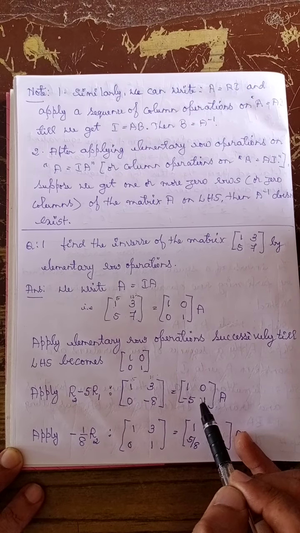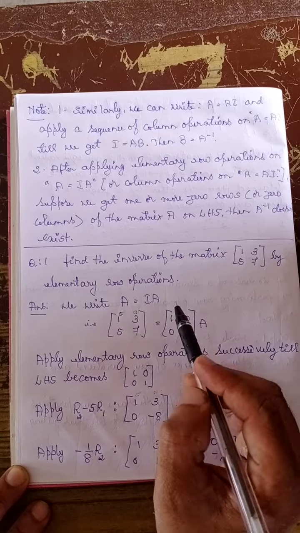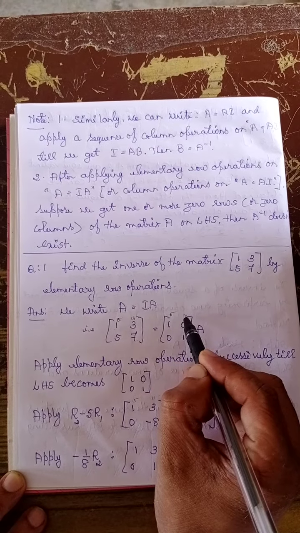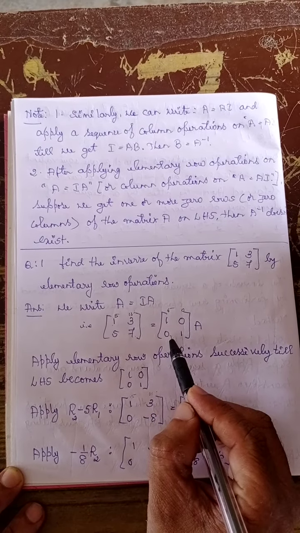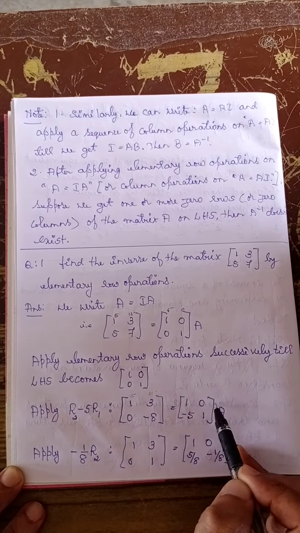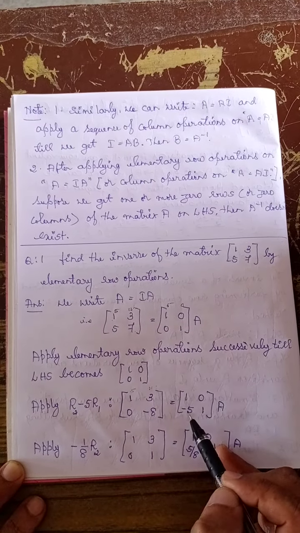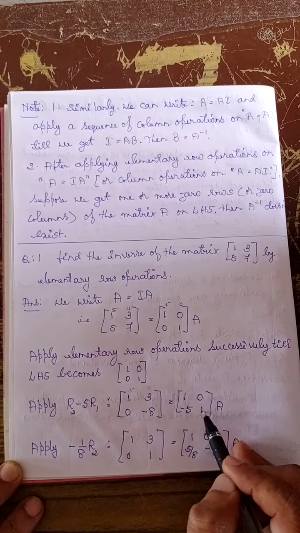Similarly, the same operation we should apply to the right hand side also. Here also 5 into 1 is 5 and 5 into 0 is 0, then row 2 minus the first row, the first row remaining the same, 1, 0. This will be 0 minus 5 is minus 5 and 1 minus 0 is 1, into A.